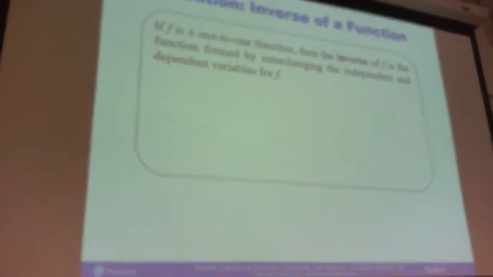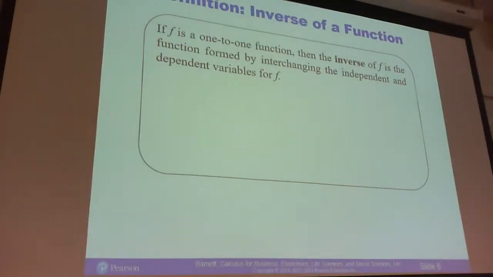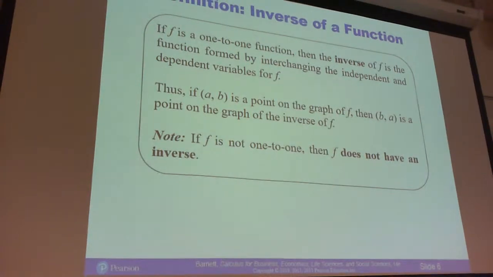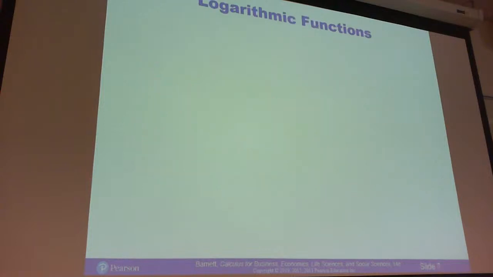Inverses of a function. If f is a one-to-one function, then the inverse of f is the function formed by interchanging the independent and dependent values for a function. So you remember, if you have y equals x plus 3, to do the inverse, you just switch the x and the y, and that will be the inverse function. And what will result is, if you had the point (a, b), then the inverse would be the point (b, a). If f is not one-to-one, then f does not have an inverse.